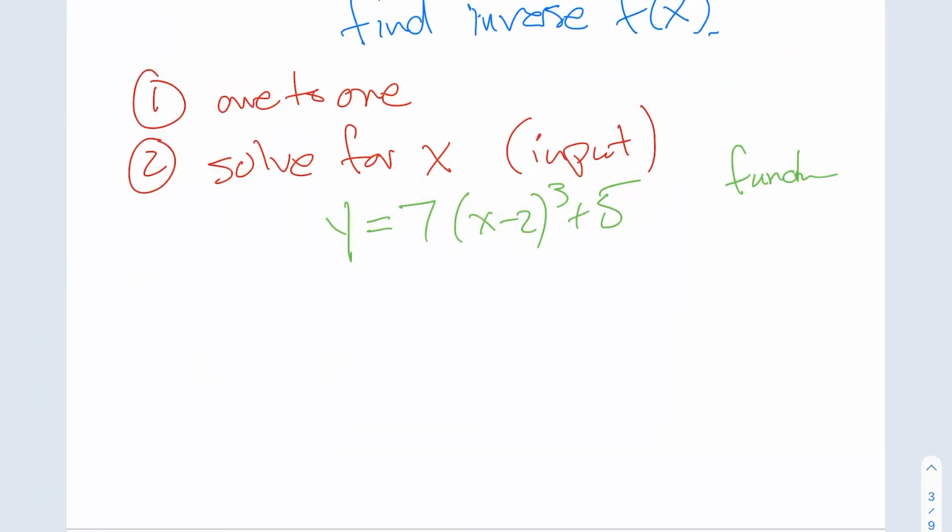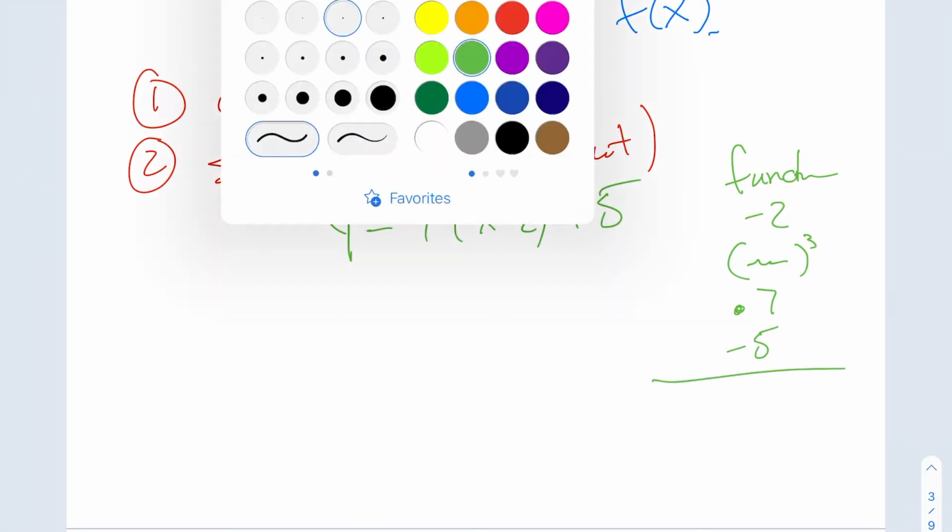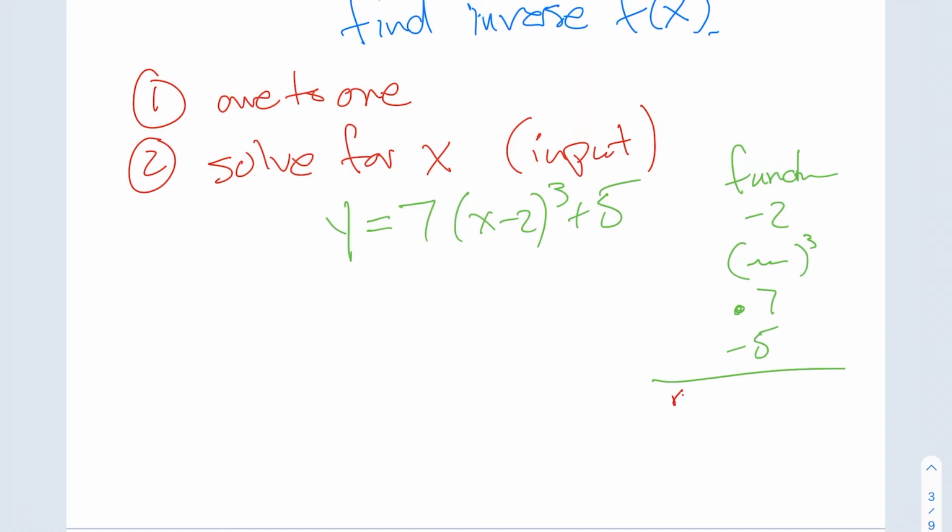If you're doing this function, what's the process to evaluate that function? If I told you to plug in x equals 17, first you would subtract 2. Then you would cube whatever you had. Then you would multiply by 7. Then you would add 5, in that order. What if you want to reverse that? Reverse the function.